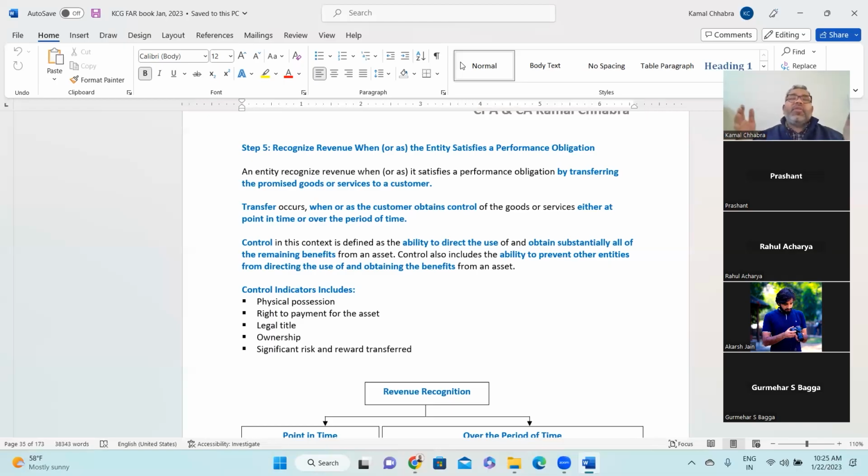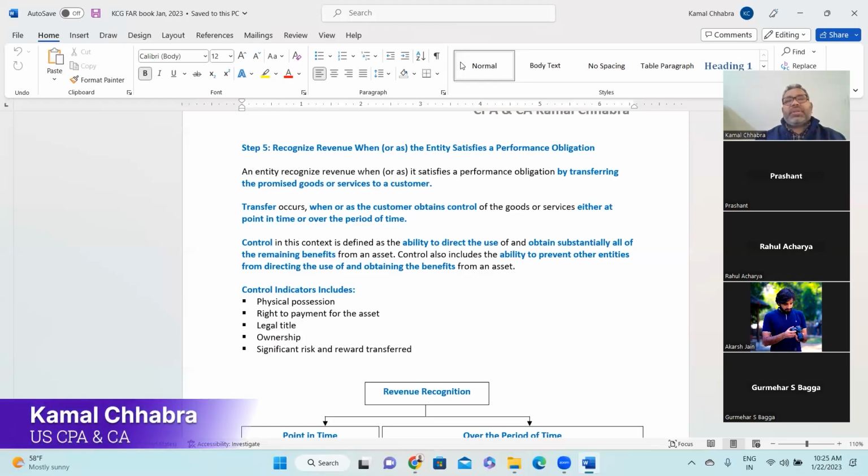It's not necessarily that you are using all the cars, right? More importantly, you have the authority or ability to direct the usage of the respective asset and obtain substantially all the remaining benefits from that asset, right? Control also includes the ability to prevent other entities from directing the use and obtaining the benefit from the asset. For example, if you have purchased a car from the dealer, now you can prevent the dealer from using it, right?